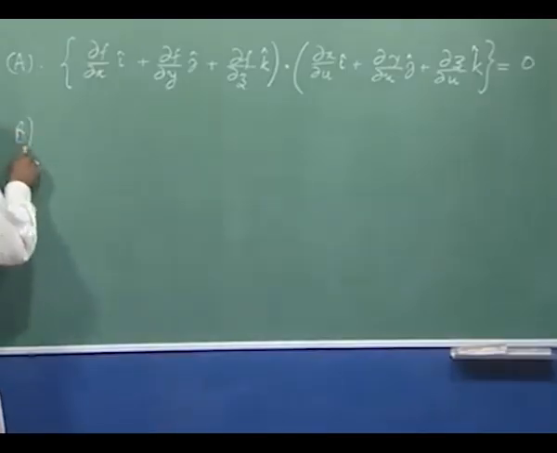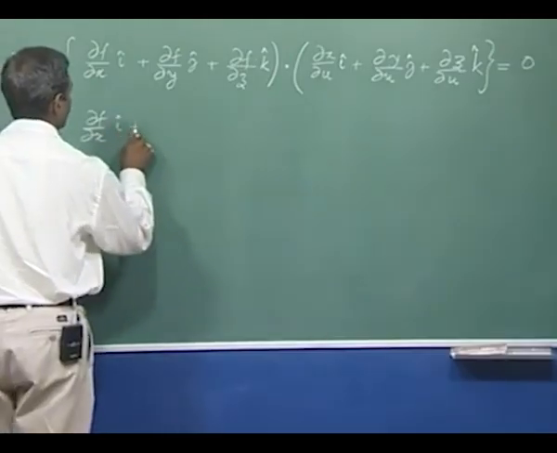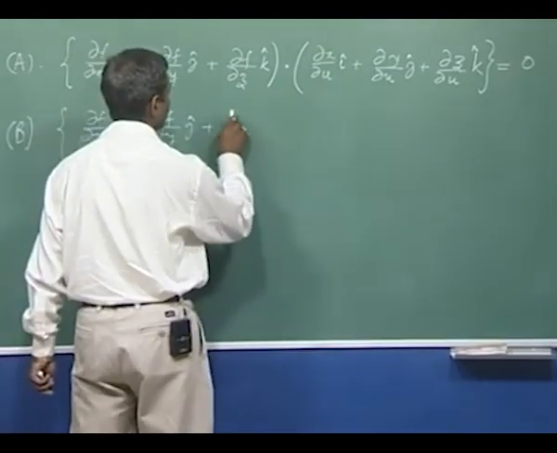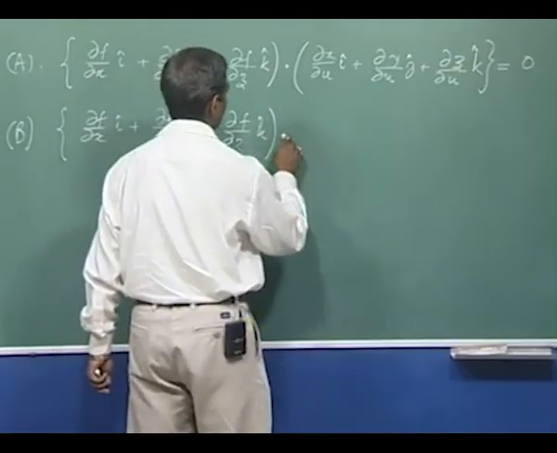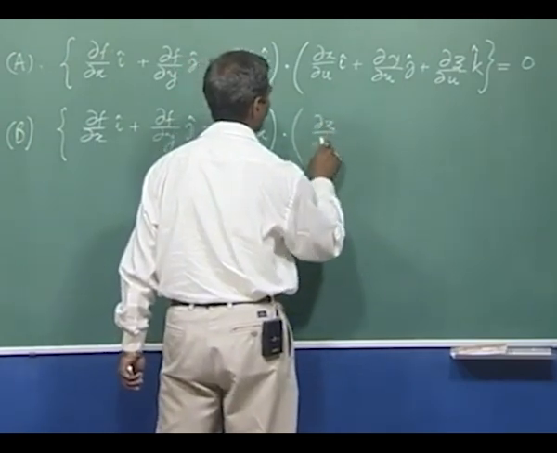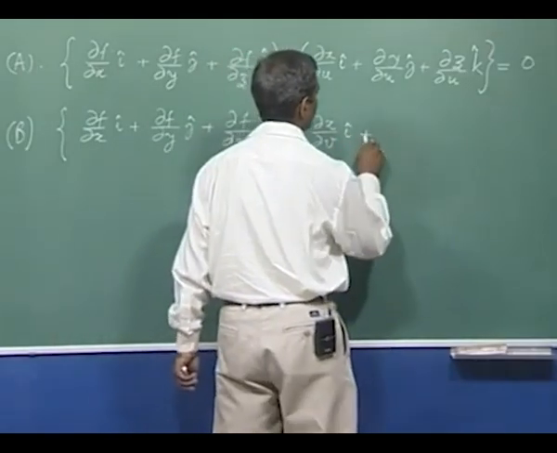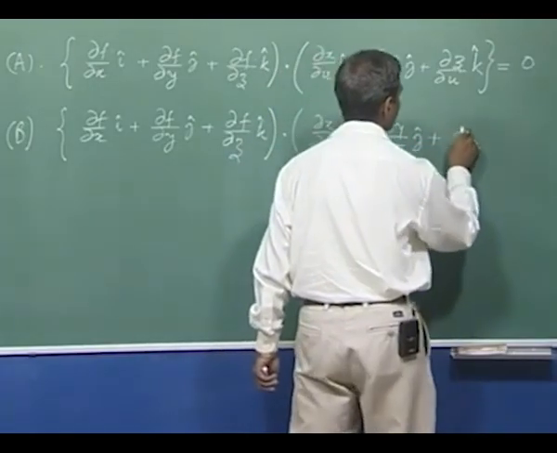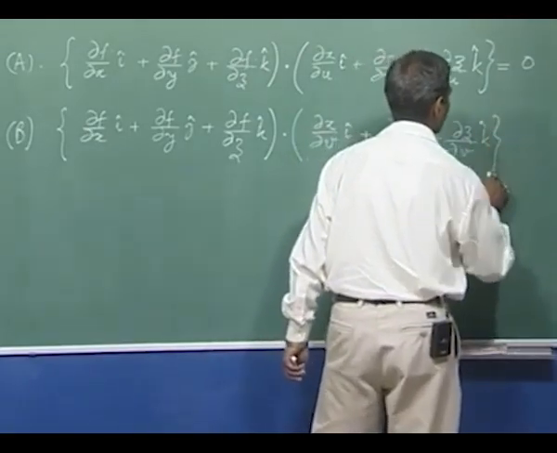Likewise, equation B is partial f over partial x i plus partial f over partial y j plus partial f over partial z k dotted with partial x over partial v i plus partial y over partial v j plus partial z over partial v k, and this is again equal to 0.